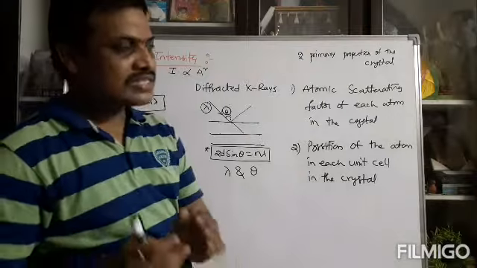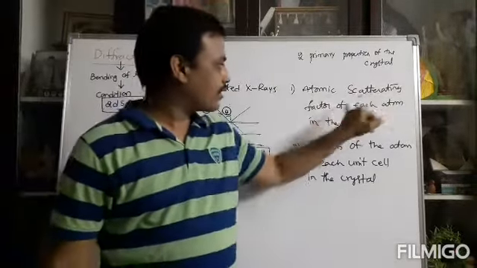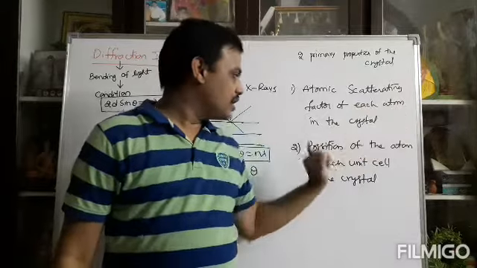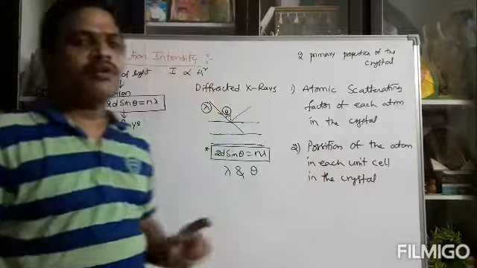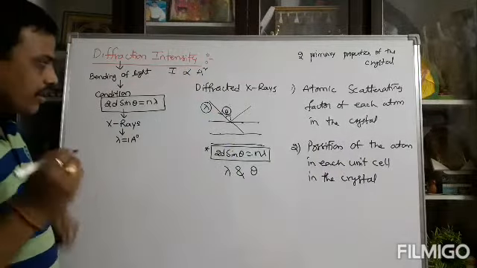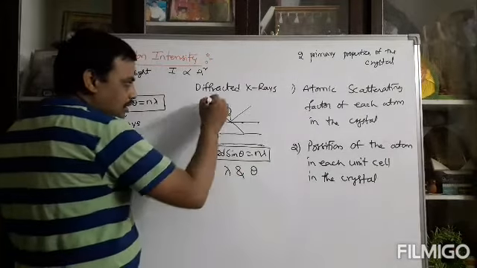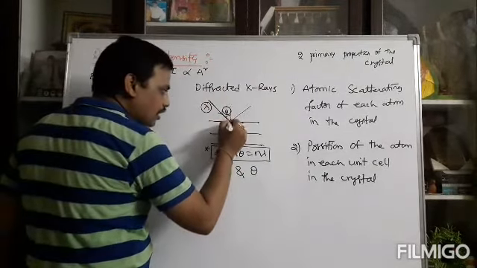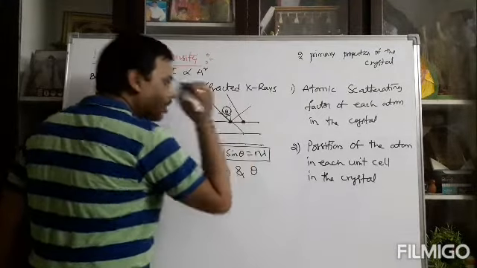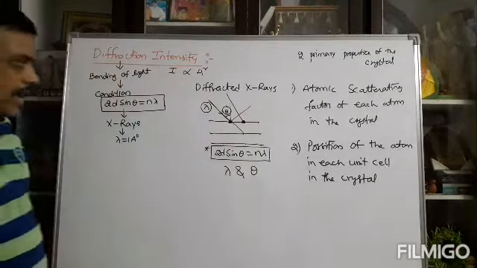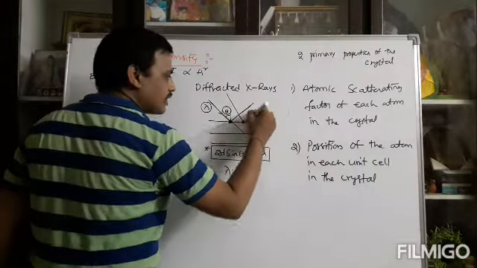The diffraction pattern is not obeyed mainly depending on two factors. One is the atomic scattering factor of each atom in the crystal. Second is the position of the atom in each unit cell of the crystal. Why are you taking the position? According to your derivation of 2d sin theta equals n lambda, the X-rays are incident on the lattice planes like this. You are incident on the lattice points, and the light ray is diffracted like this.